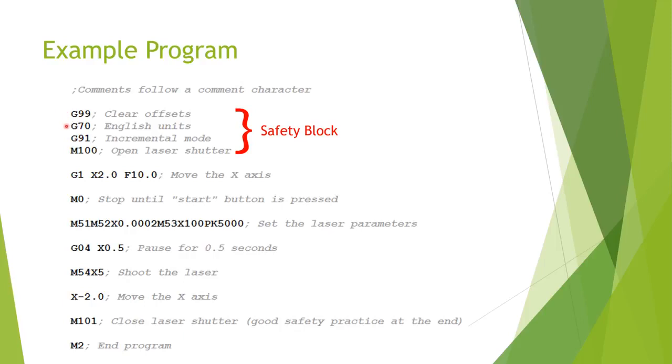Next is the G70. G70 tells the machine you want to use English units versus metric, which would be a G71 instead. So if you tell the machine to move 5, it will know to move 5 inches instead of 5 millimeters. I don't have to tell you why not setting this up front could get you into trouble.